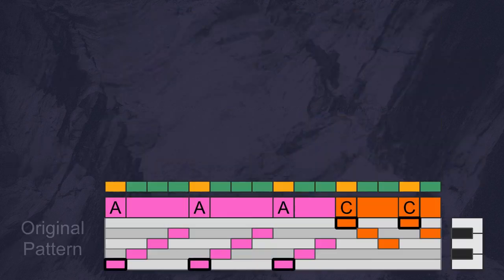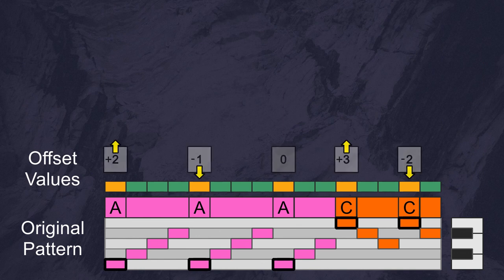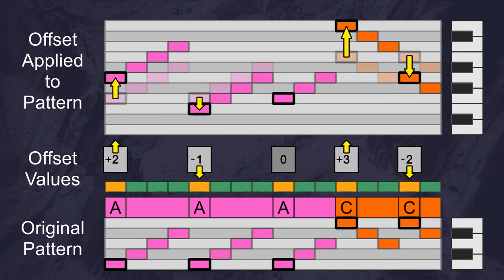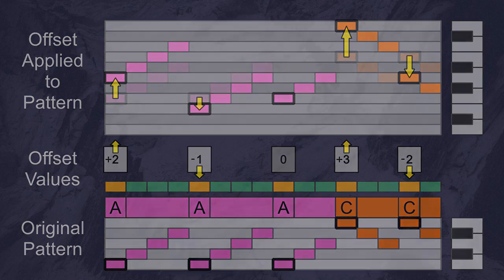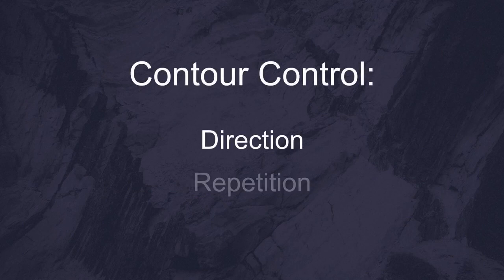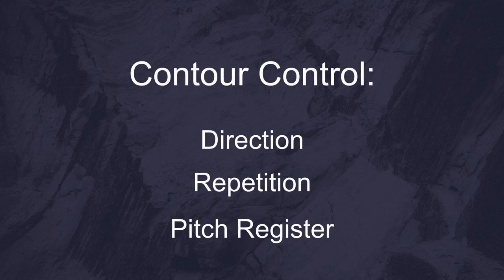Then, to provide more variety, we can make changes to the pitch register in time with the clave landmarks. This means we can create variations in pitch, even when the contour line has a lot of repetition. With all of these parameters combined, we have substantial control over the direction, repetition, and register of the melody.